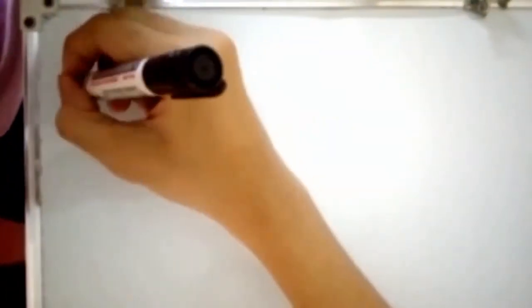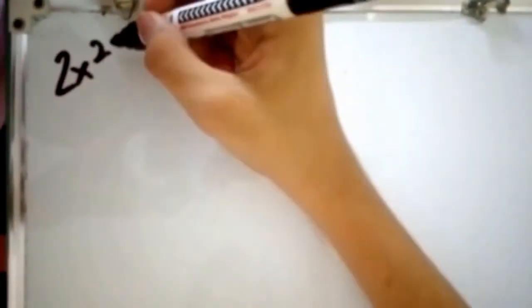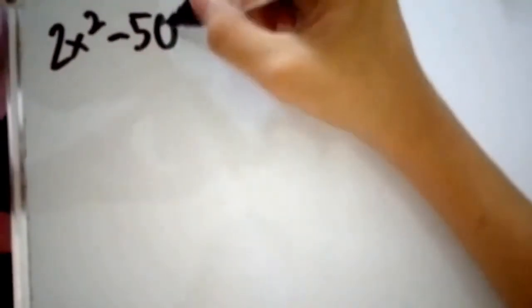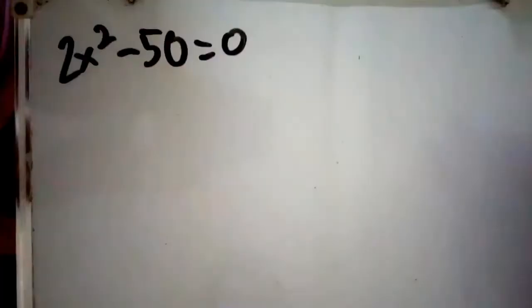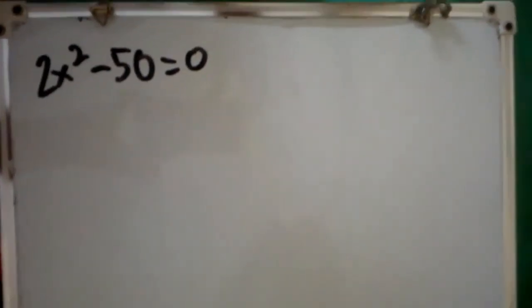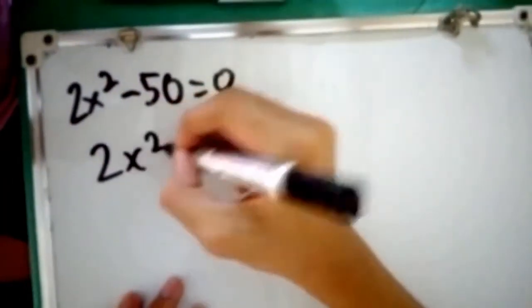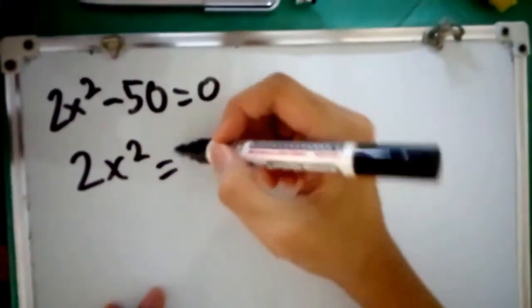Another example, 2x squared minus 50 equals 0. Again, isolate the variable. So transpose: 2x squared is equal to 50.